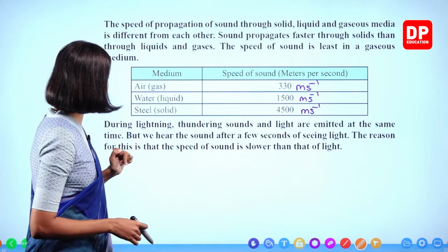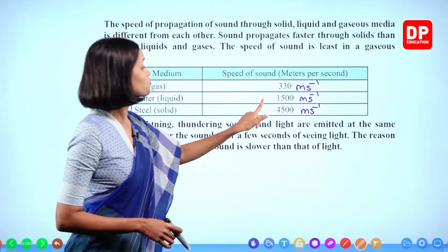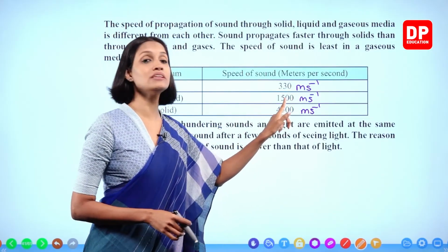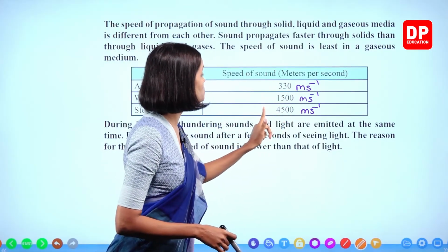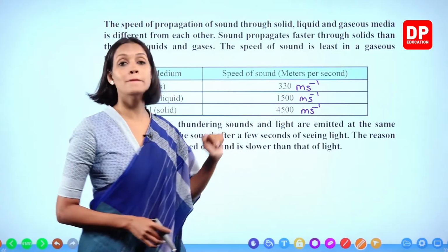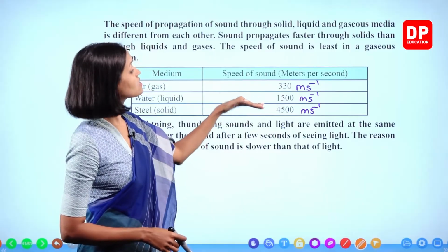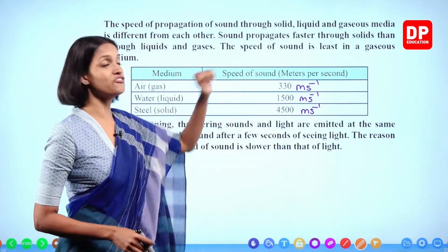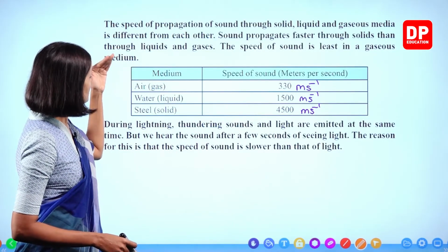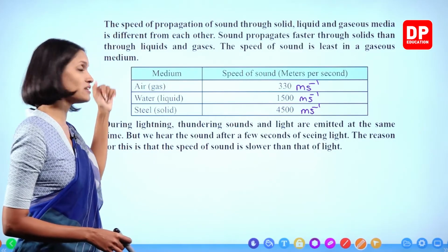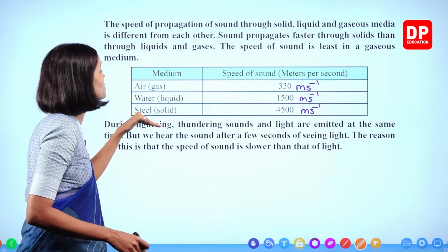Pay attention to steel. Here what happens? The speed of sound through steel is 4500 meters within a second. Right? Within a second, sound travels 4500 meters, which means 4.5 kilometers. Right? It's much, much higher than that of air. So it's very clear that when you consider air, water, steel, or solids, liquids, and gases, the speed of sound is highest in solids and lowest in gases.